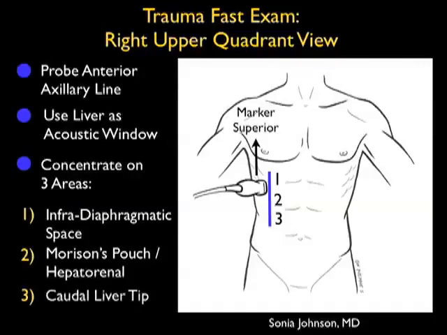Now our first view from this right upper quadrant area will be position 1 as shown here in the infradiaphragmatic space, just below the diaphragm and above the liver. Second, we'll move the probe slightly inferiorly to look into the traditional Morrison's pouch or hepatorenal interface. And the last view is the caudal tip of the liver, shown here in position 3. It's very important to look at the caudal tip of the liver as this represents the beginning of the right pericolic gutter, and small amounts of fluid will pool here before moving into Morrison's pouch.